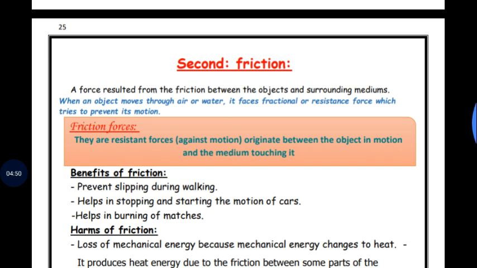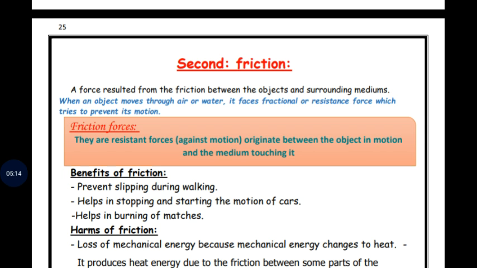Second, we have friction. We all know friction as the resistant force against the motion. When an object moves through air or water, it faces a frictional or resistance force which tries to prevent its motion or decrease the movement of the object.